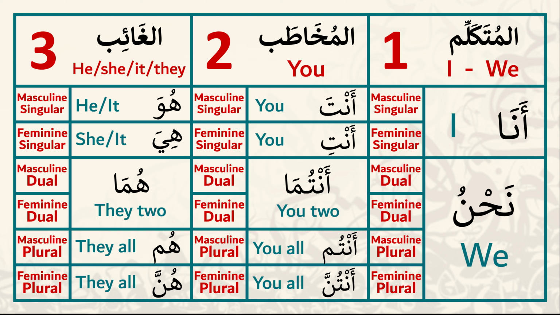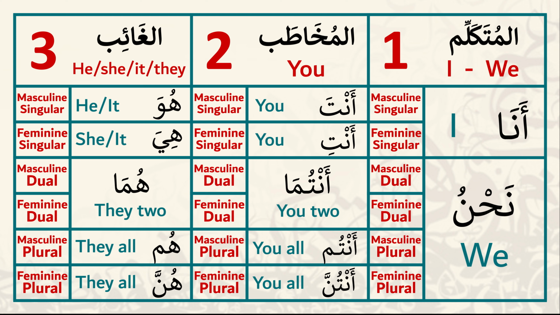To differentiate better between second and third person pronouns, you might have noticed that all second person pronouns start with these 3 letters: ألف, نون, and تاء. As you see, أنت, أنتِ, أنتما, أنتم, أنتن. And all third person pronouns begin with letter ه. هو, هي, هما, هم, هن.